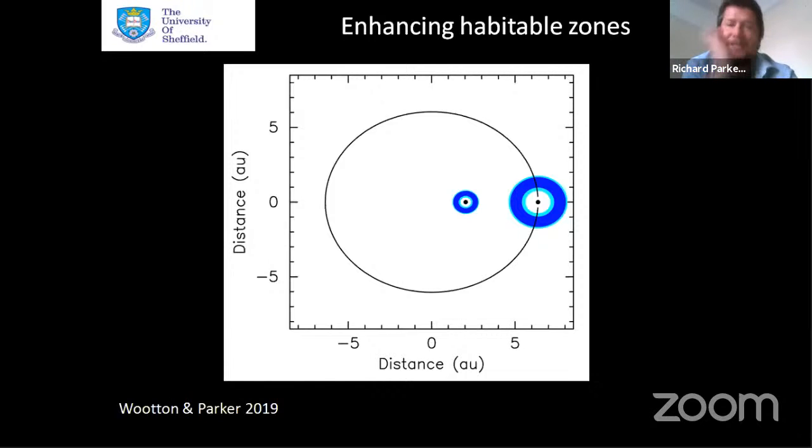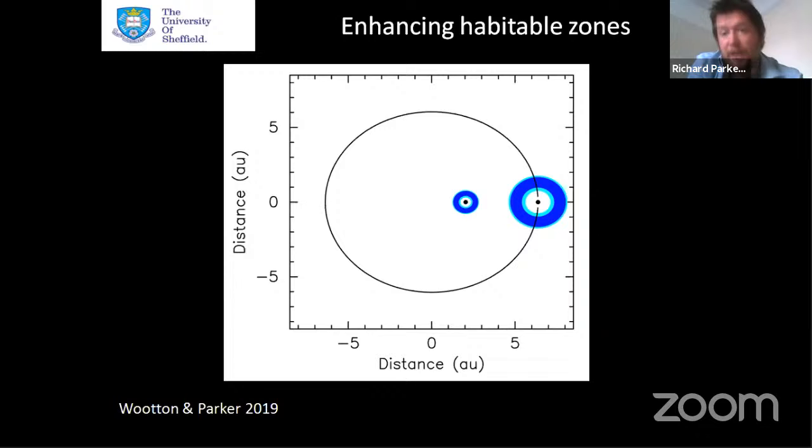The first is something that I had worked on with an undergraduate student, Bethany Wooten, where I asked Bethany to go and look at plotting habitable zones around binary stars, and then looking at what happens in n-body simulations where the orbits of binary stars can change due to dynamic encounters.